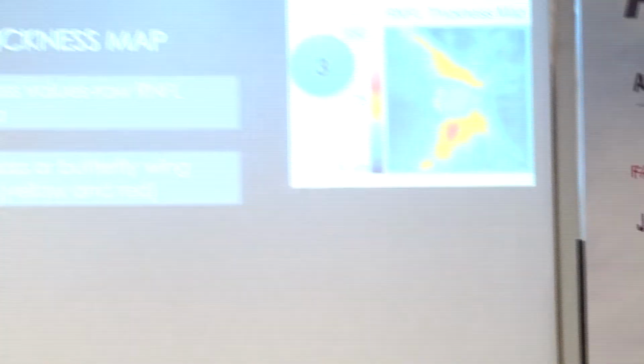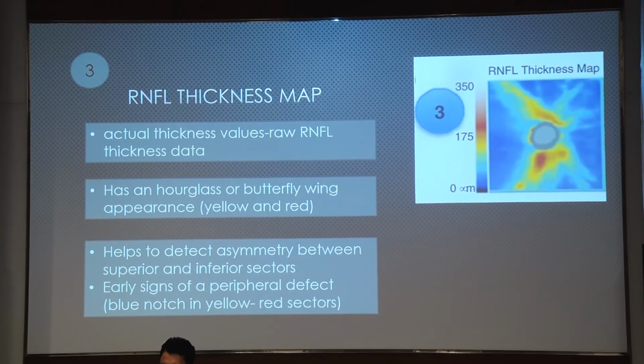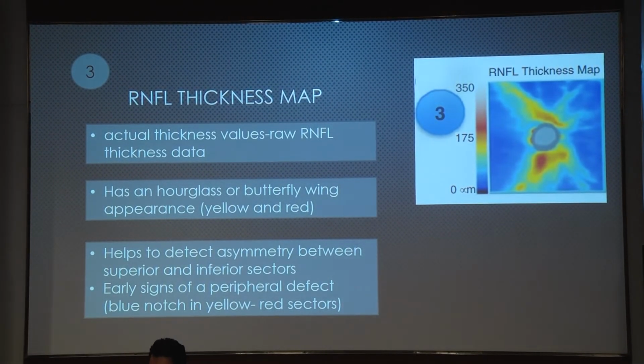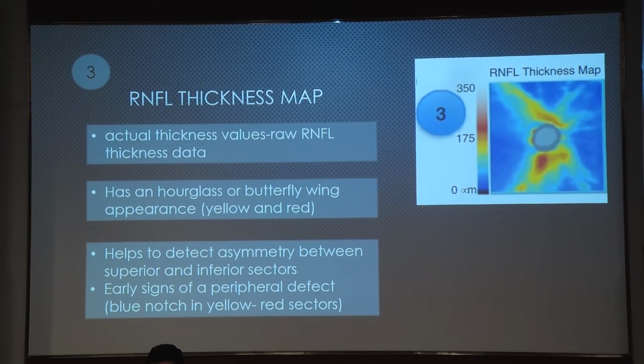So let's quickly go through how to interpret a posterior segment OCT in glaucoma. The key parameters have a color-coded scheme where green indicates a normal reading and red an abnormal. The RNFL thickness map is the actual thickness of the retinal nerve fiber layer, and it has an hourglass or a butterfly wing appearance in the colors of yellow and red. It helps to detect any asymmetry between the superior and the inferior sectors, and also diagnoses an early peripheral defect, which is noted as a blue notch in the red and yellow sectors.